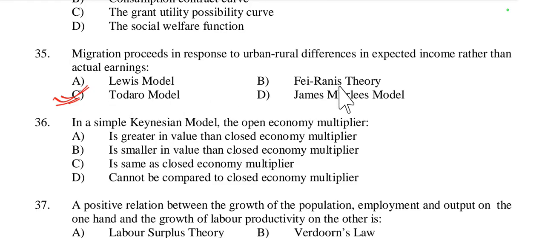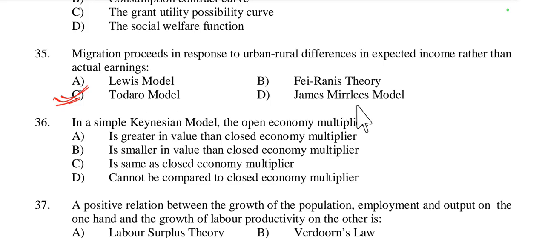Then the Fei-Ranis model. It expands on the Lewis model by incorporating agricultural sector productivity and its interactions with the industrial sector. So it highlights the process of economic development and labor migration, as rural workers are drawn to urban jobs due to the promise of higher wages and better living standards.